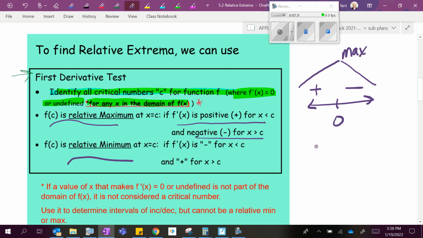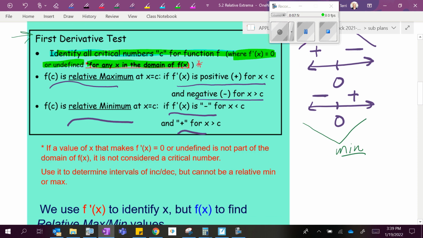C is a relative min if, let's say again, I'm making up a critical number of 0, the derivative is negative for all the values less than c, or the interval to the left, and positive for the values of x to the right. Then we know our function is decreasing, then increasing, and we would have a relative min. Okay, so that's considered the first derivative test we're going to use today.